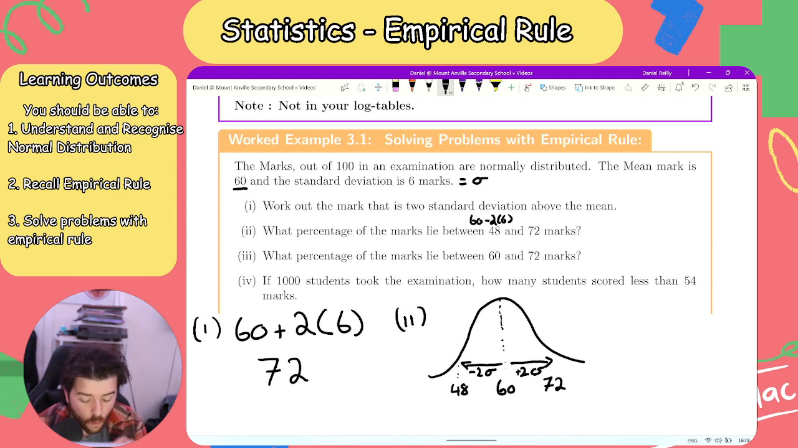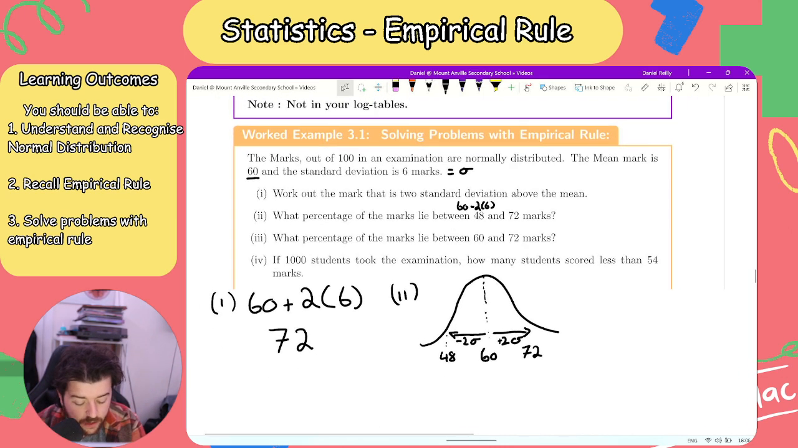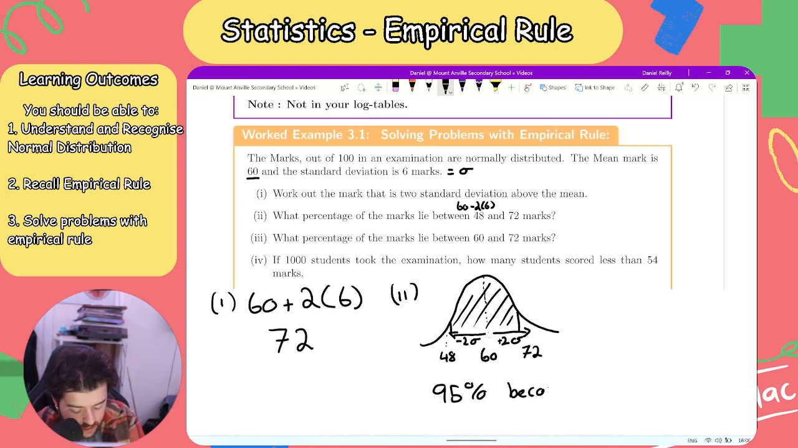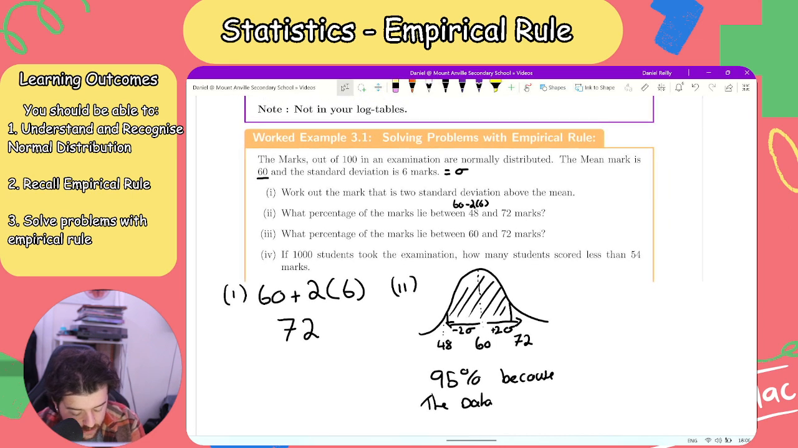Now, what percentage of marks lie between 48 and 72? Well, using the empirical rule, I know for a fact this area here between the 2 points is going to be equal to 95%. It's equal to 95% because the data lies within 2 standard deviations.